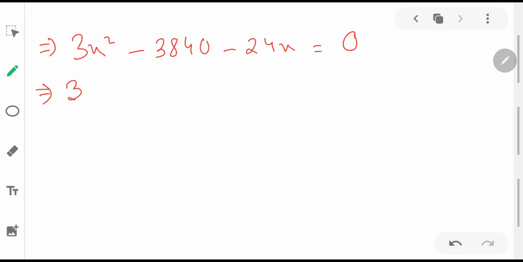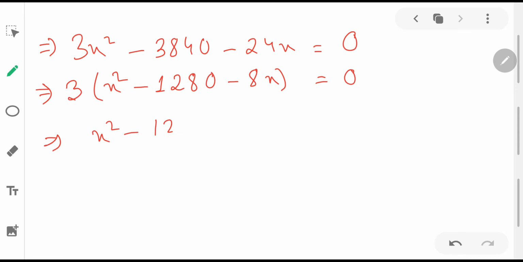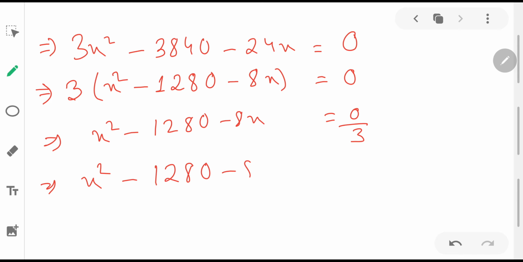So, what we need to do? We need to take 3 common here. If I take 3 common, we will get x square minus 1280 minus 8x equals 0 divided by 3, which is 0. You can just divide it if you cannot do it in your mind. So ultimately we are getting x square minus 8x minus 1280 equals 0, which is in the standard form of a quadratic equation now.